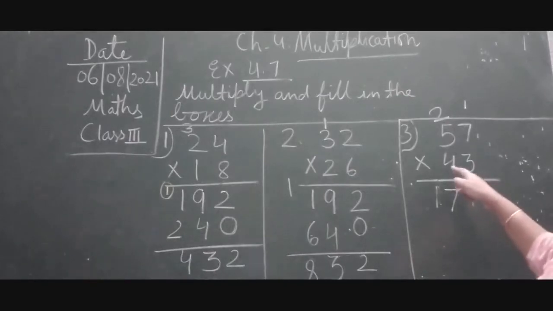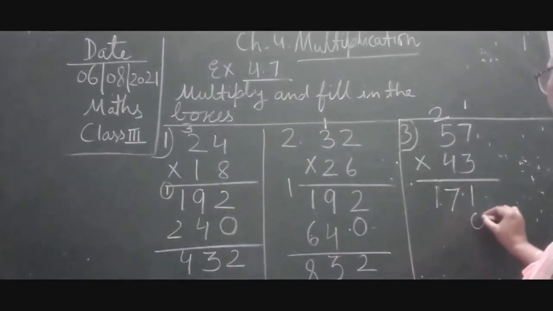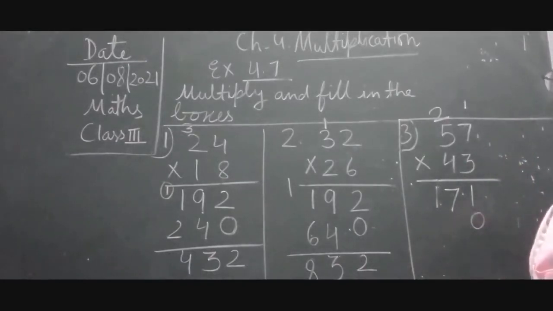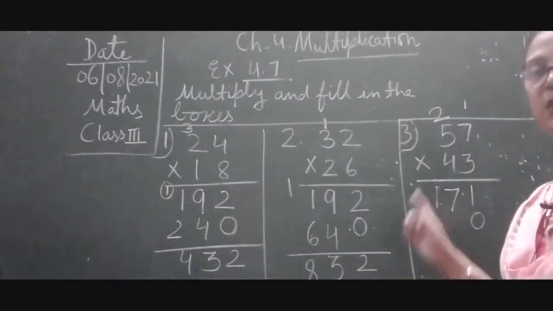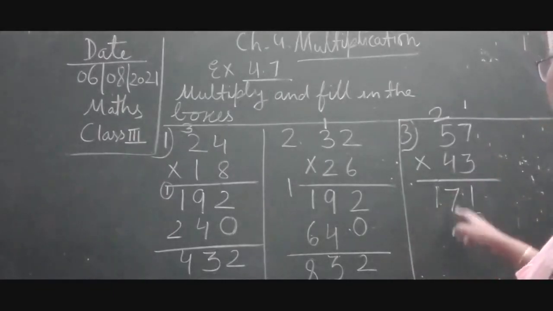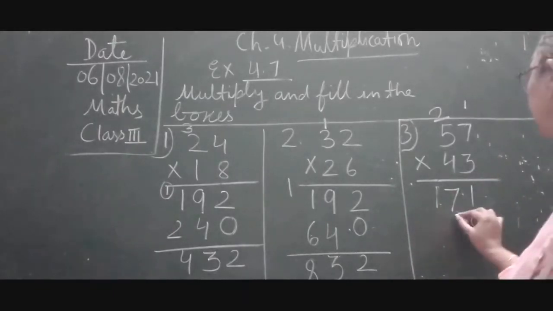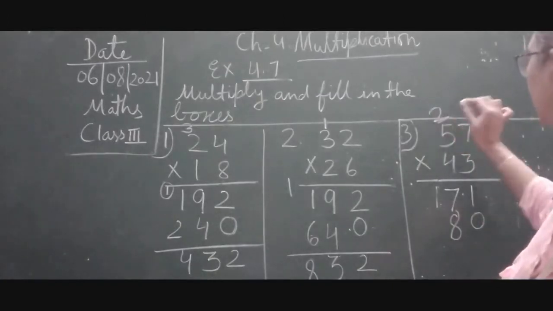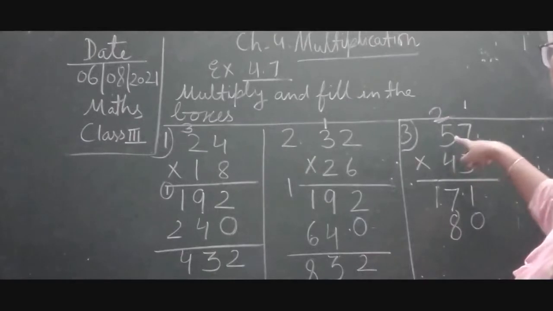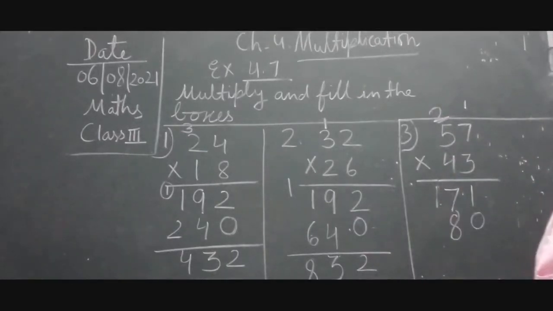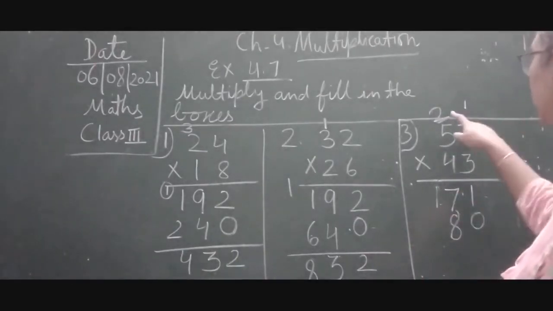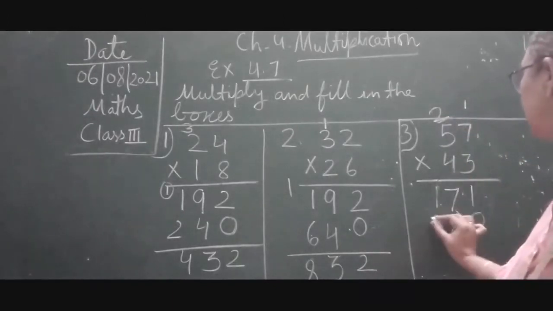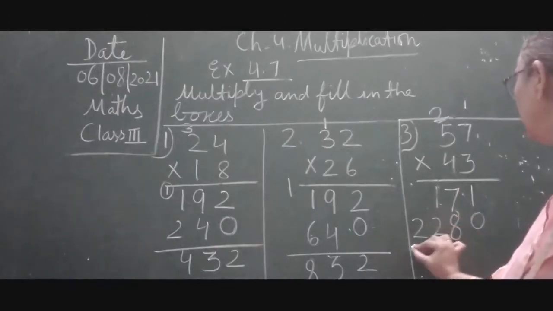Now again this is 40, so that is why we will write 0 over here. 4 7s are 28. So 7 ones are 7, 7 twos are 14, 7 threes are 21 and 7 fours are 28. So 28 we will write over here, 8 and 2 will be carry over. Okay. Now again 4 5s are 20 children. 20 plus 2 is 22, so we will write 22 over here.